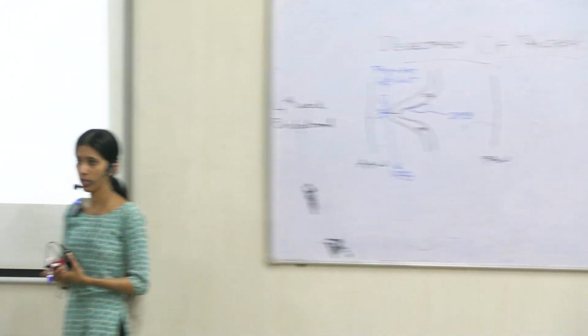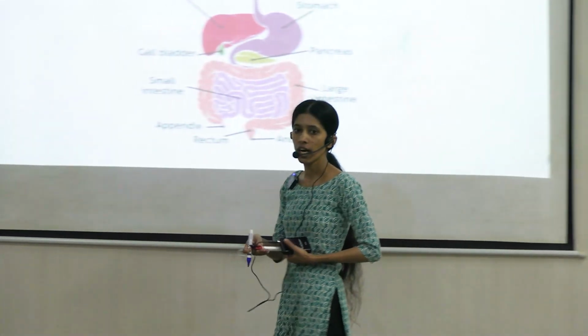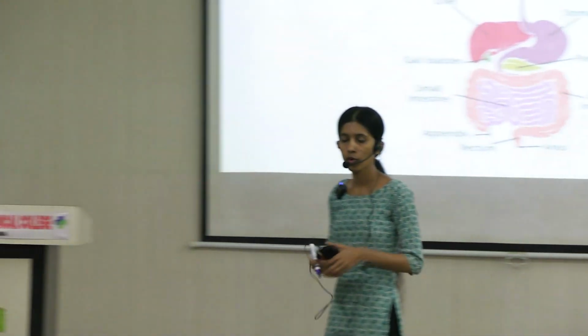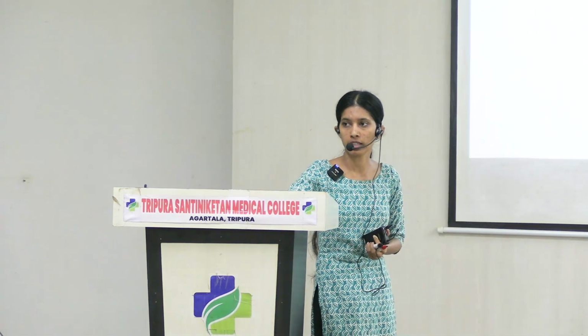So during the 4th week of development, at the junction of foregut and midgut, we can see the appearance of a bud on both aspects, ventral and dorsal. Those are named the ventral pancreatic bud and dorsal pancreatic bud. With these two structures, we can see the appearance of one more structure called the primitive bile duct.